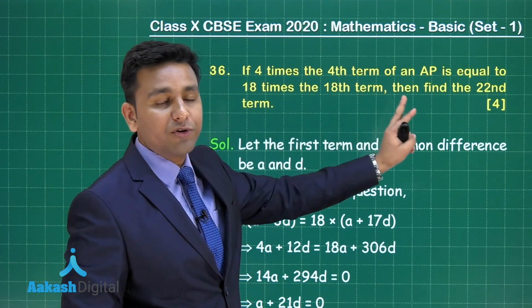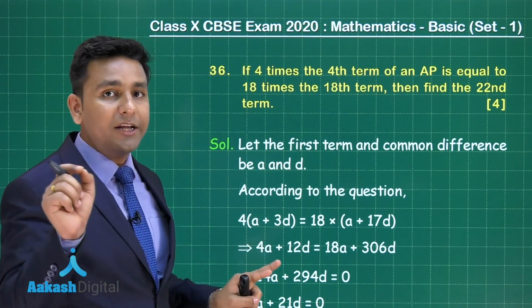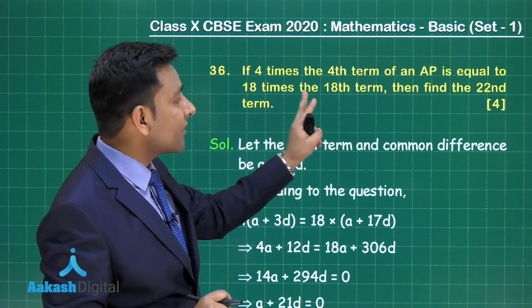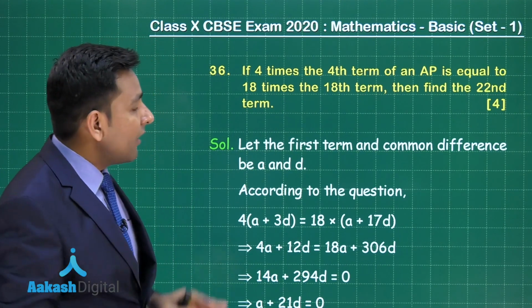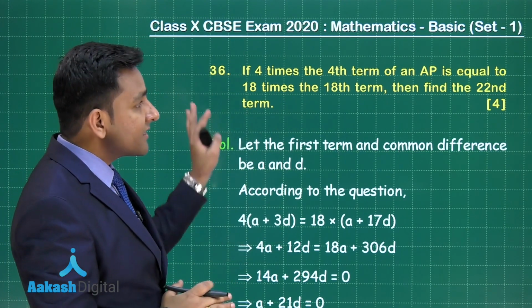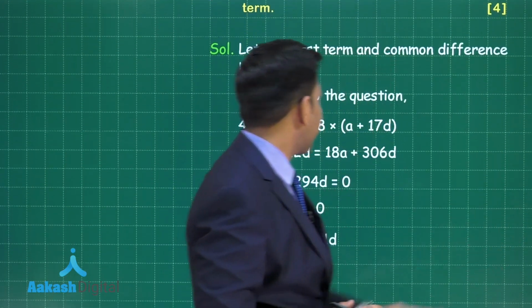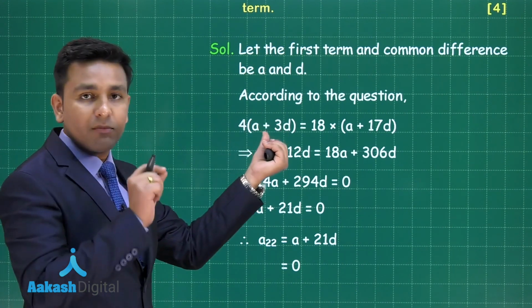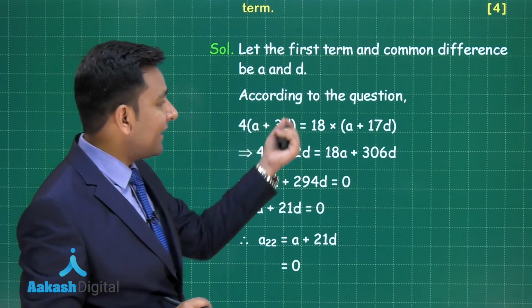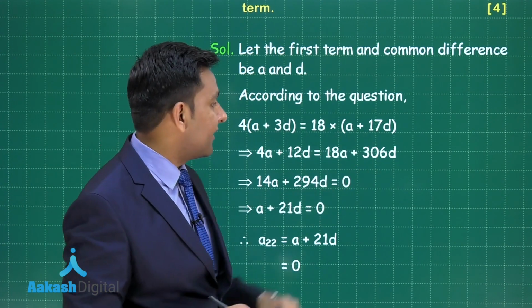Now, according to the first statement of this question, it is given that 4 times the fourth term of an arithmetic progression. So the fourth term of the arithmetic progression will be a plus 3d, and the 18th term will be a plus 17d. Now I'm going to arrange this given statement mathematically, and we can write here 4 times (a plus 3d). This is representing the fourth term of the arithmetic progression. This is equal to 18 times the 18th term, that is represented by (a plus 17d).